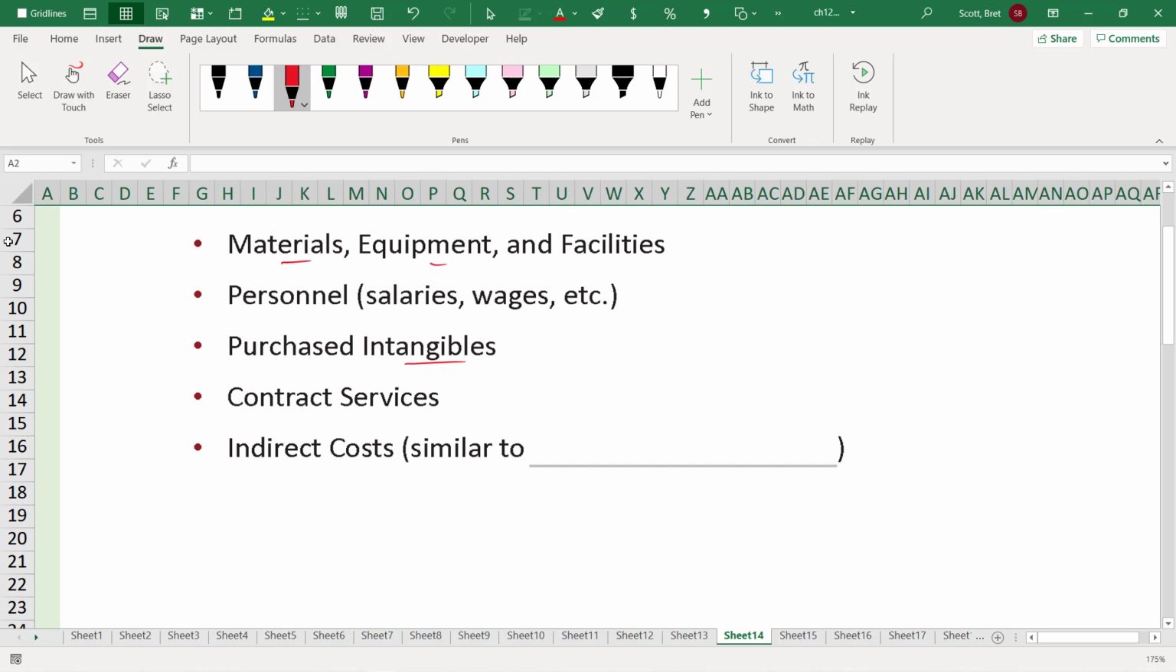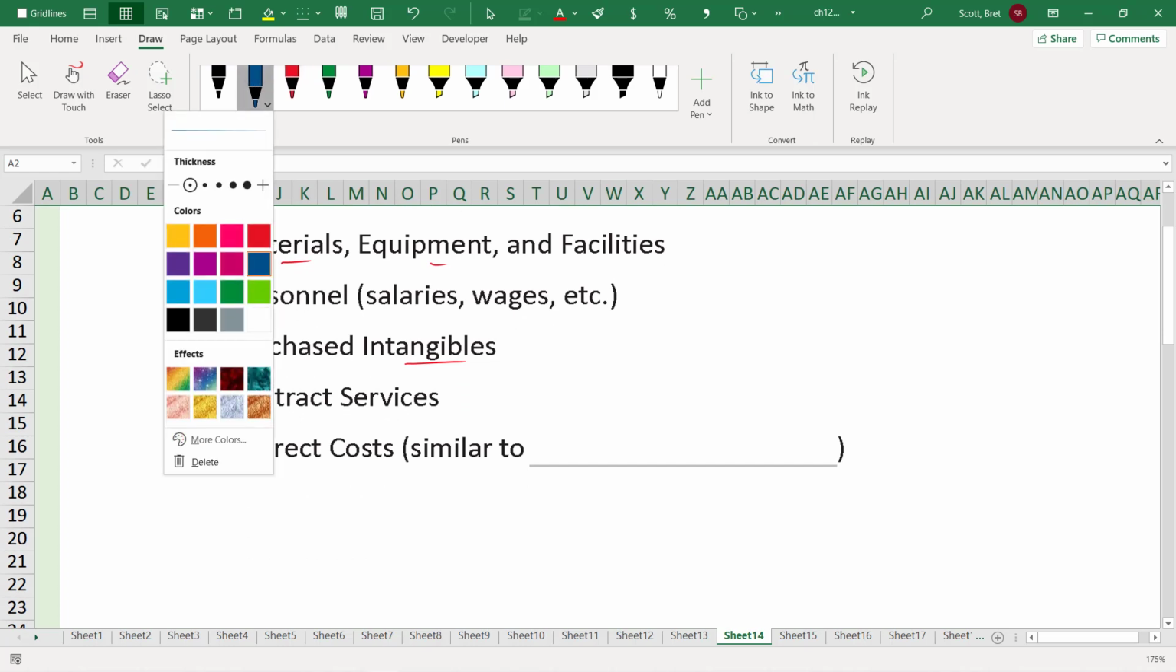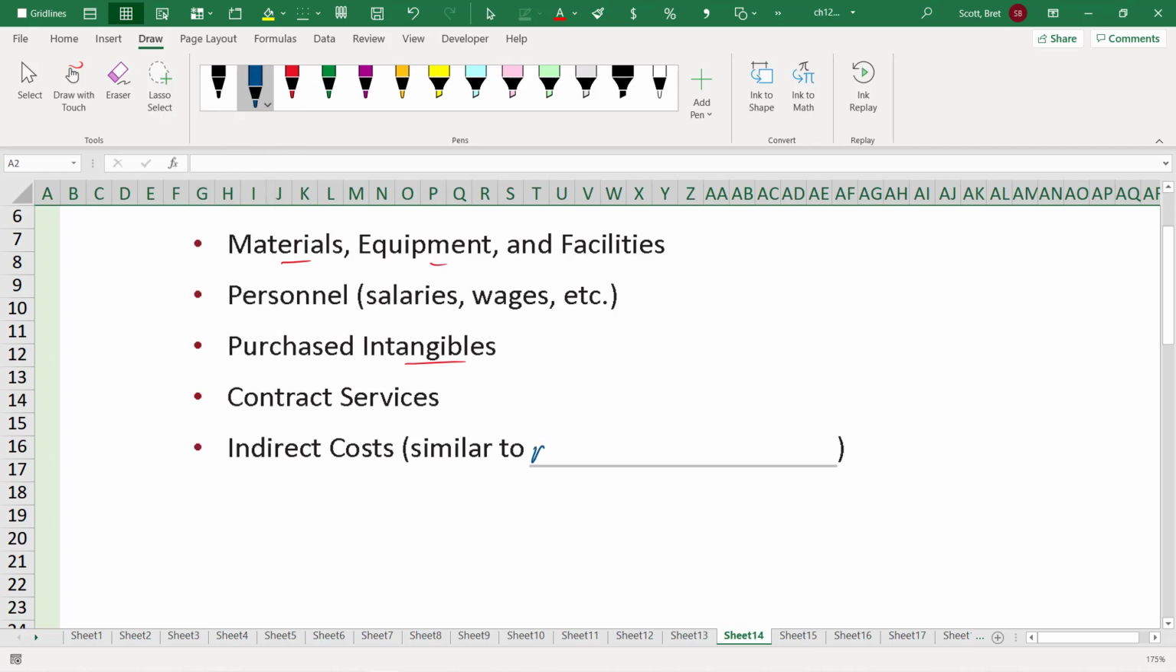Contract services, indirect costs, and this is kind of similar to what some of you might recall from Accounting 2301, the managerial accounting, similar to manufacturing overhead, or MOH, right? So indirect costs. Hey, we may be incurring these costs for lighting or utilities, but indirectly it's being used, those costs are being incurred for learning about something new, some sort of new process.